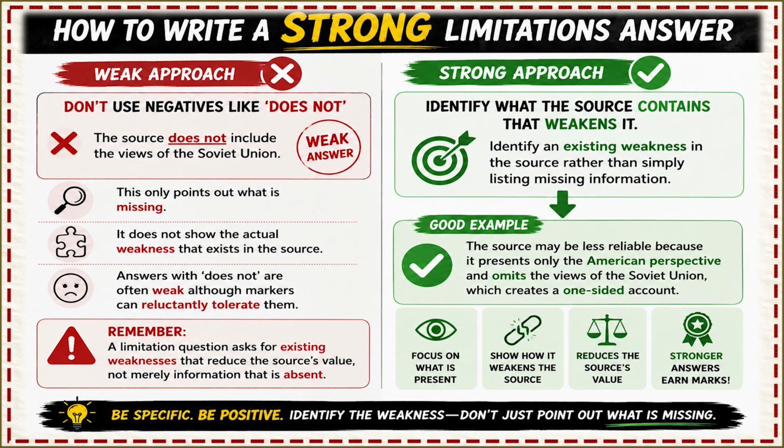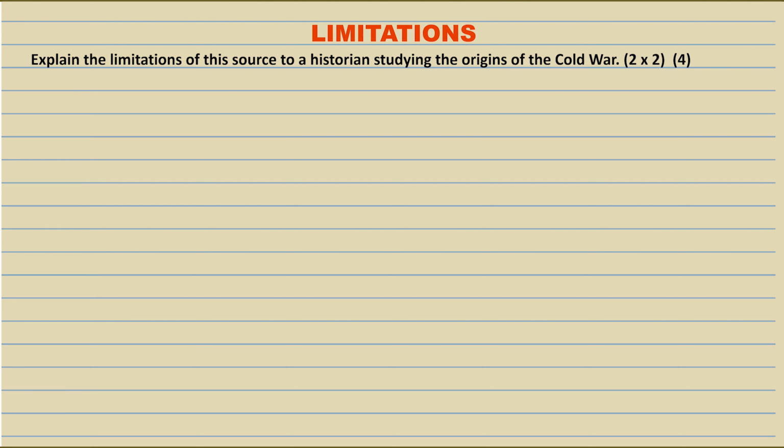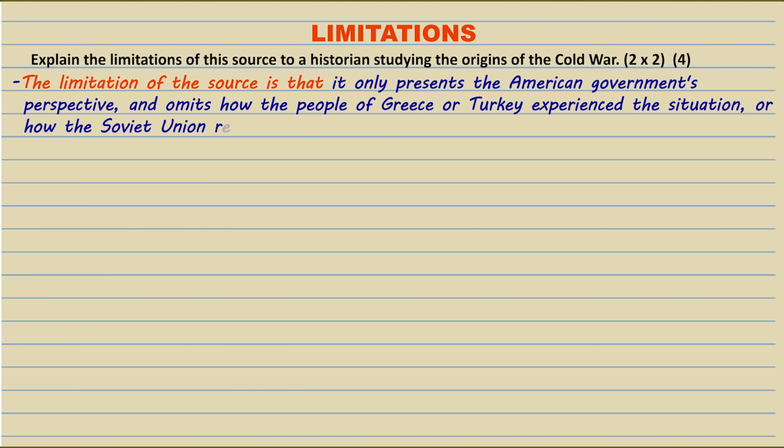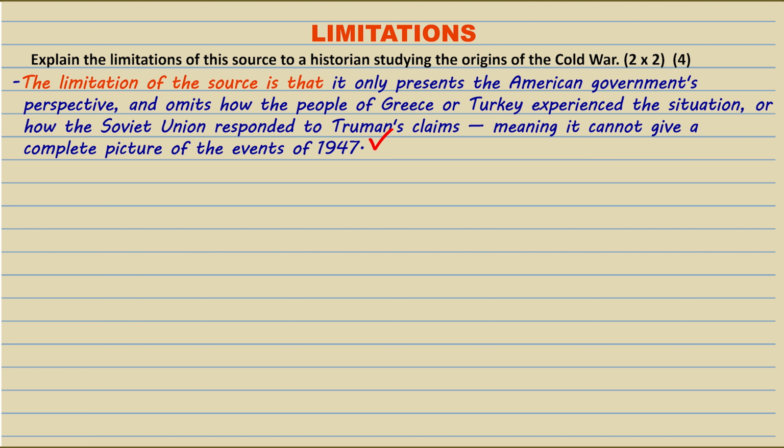Don't just say it's biased or it's one-sided and stop there. State exactly what the source does or provides that makes it limited and explain further. Our broad answer thus becomes, the limitation of the source is that it only presents the American government's perspective and omits how the people of Greece or Turkey experienced the situation, or how the Soviet Union responded to Truman's claims, meaning it cannot give a complete picture of the events of 1947.